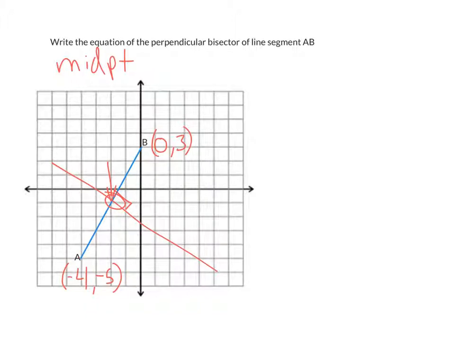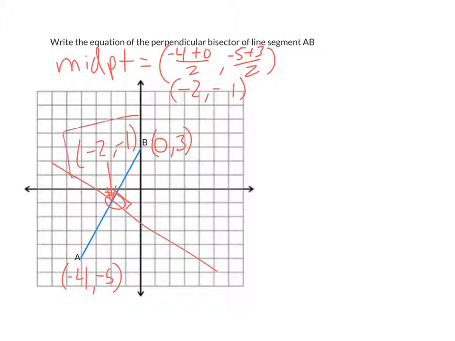So -4 plus 0 over 2, comma, -5 plus 3 over 2. So that looks like -4 over 2 is -2. And -5 plus 3 is -2 over 2, which is -1. So -2, comma, -1 for my midpoint. So that's a point that's on the line. I can use that. That's important.